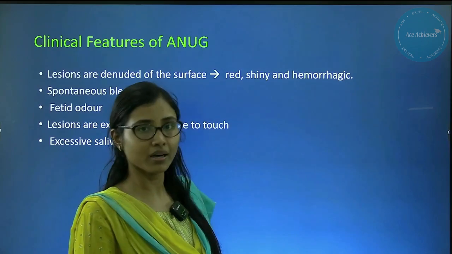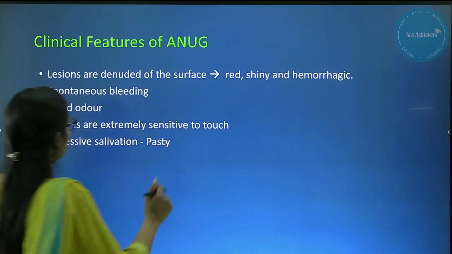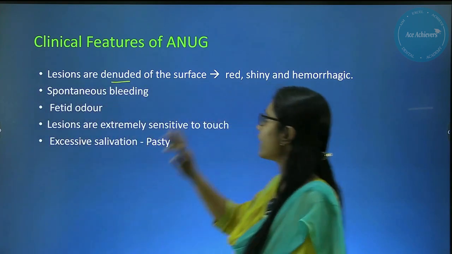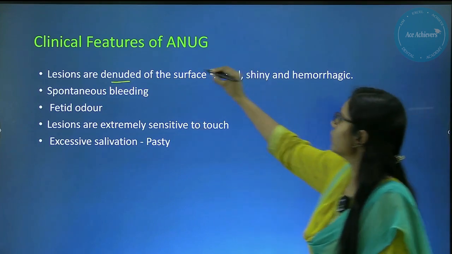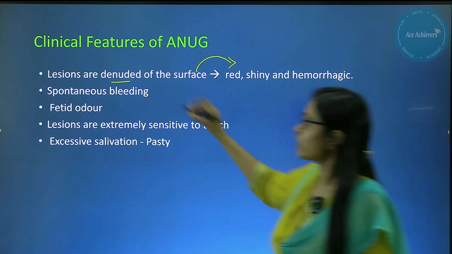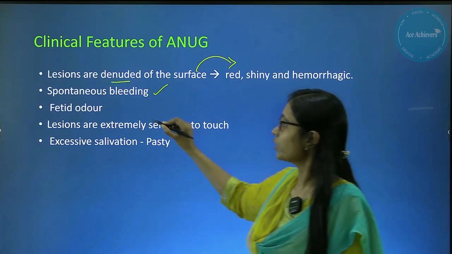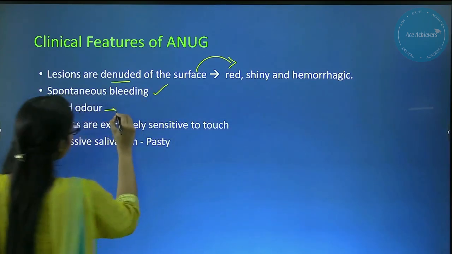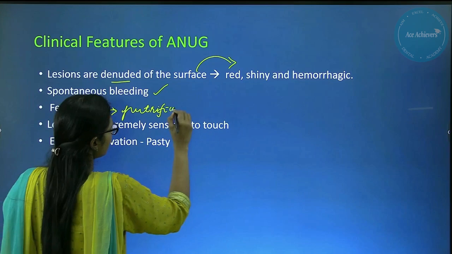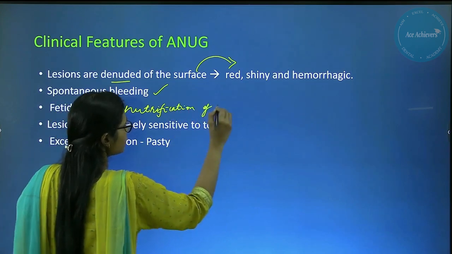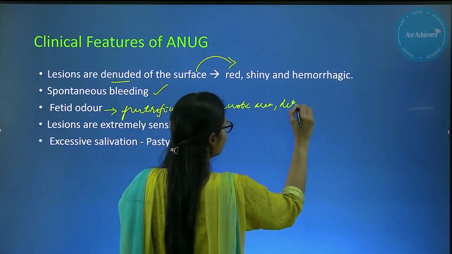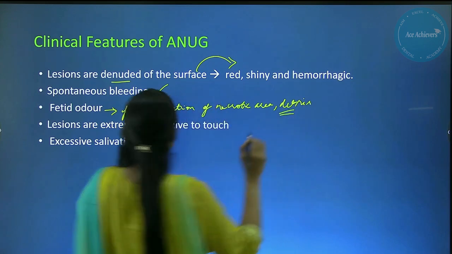Okay, now there are some other clinical features. Here the lesions are going to be denuded of the entire surfaces, thereby resulting in a red, shiny and hemorrhagic appearance of the gingiva. And yes, there will be spontaneous bleeding. Okay, there is going to be a fetid odor. This could be because of the putrefaction of necrotic areas and debris.